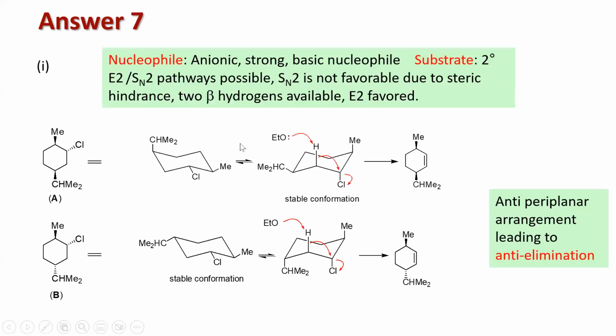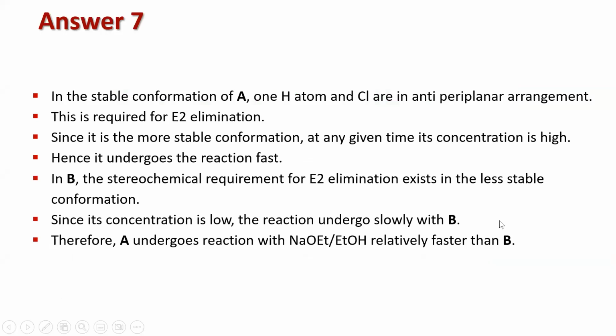When you consider the reaction, SN2 is not favorable due to steric hindrance, because SN2 will take place by attack on this position, which is difficult because of the ring structure and the other groups. So definitely E2 is taking place, and E2 is more favorable when it is undergoing anti-elimination or anti-periplanar arrangement in the structure of the stable configuration. So this is how you have to give the answer.